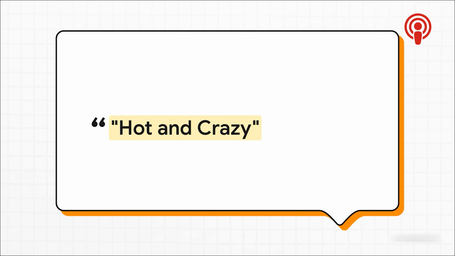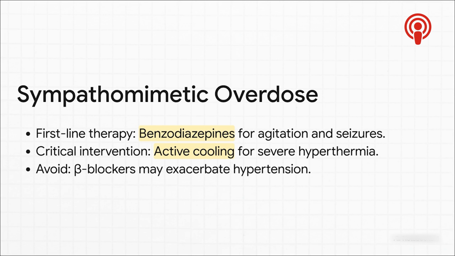And on the complete other side of the spectrum, you have the sympathomimetic toxidrome. In the ER, they have a pretty memorable, if blunt, shorthand for this one: hot and crazy. The patient is burning up, their blood pressure is through the roof, and they're often incredibly agitated, maybe even psychotic. For this, there isn't one single magic bullet antidote. The whole goal is just to calm the storm. Doctors use benzodiazepines to get the agitation and seizures under control, and they have to aggressively cool the patient to bring down a body temperature that can be life-threatening. The key here is that sometimes the best treatment is just managing the chaos, not trying to reverse the cause.